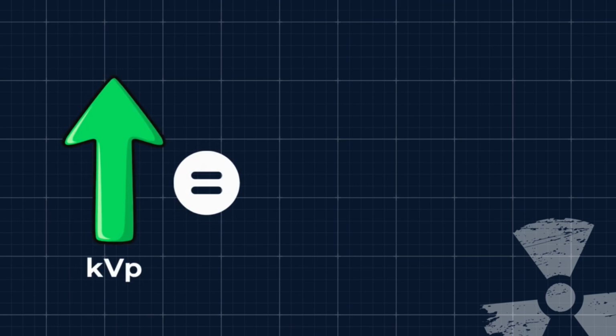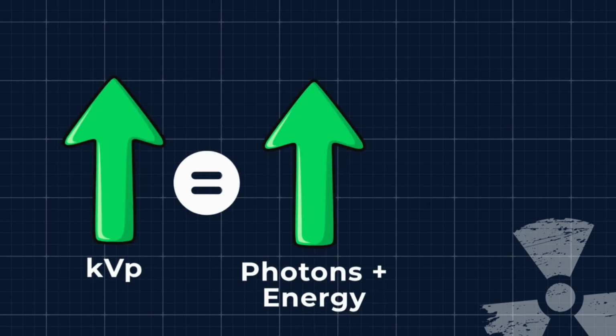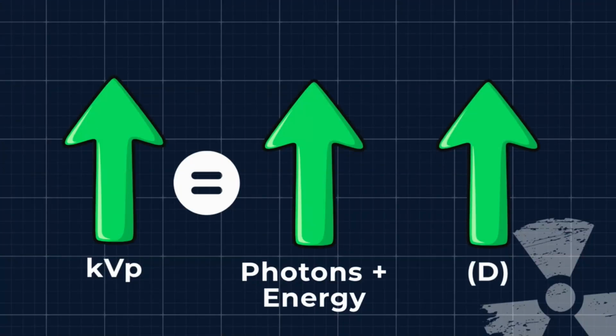The second factor is kVp. Increasing kVp can increase both photon energy and the number of photons produced. If all other variables remain unchanged, that can increase the amount of radiation reaching and interacting with our patient. So increased kVp equals increased absorbed dose.